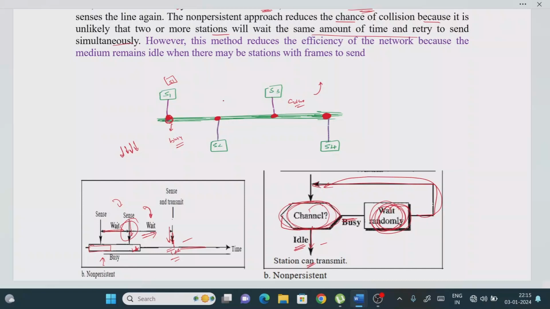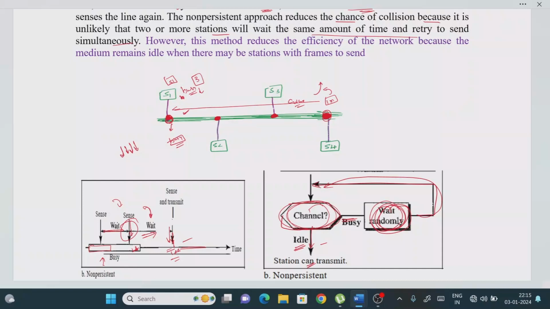Now you might be having the doubt: how is it better than the one persistent CSMA? Suppose, for example, it is busy, so how much time period am I going to wait? Let it be 3 minutes, right? So here if it finds the channel idle, at the first minute it is going to send the transmission. Now what will happen is that before 3 minutes it will complete the transmission.